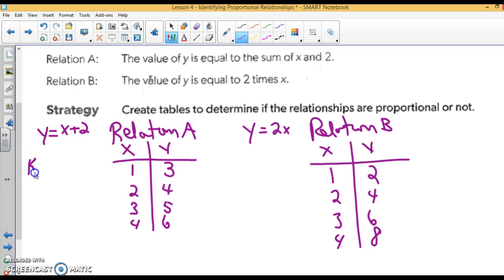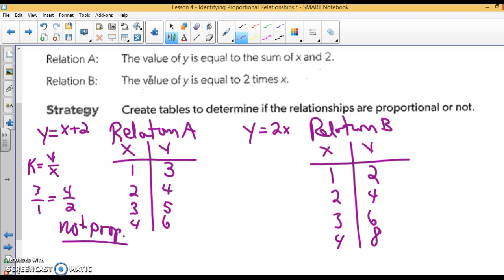Well, for them to be proportional, k has to be the same. And remember, k is y over x. So, y over x, 3 over 1, is that the same as 4 over 2? I don't even need to go any further because 3 over 1 is 3, 4 over 2 is 2. This is not proportional. So there's no constant of proportionality because it's not proportional.